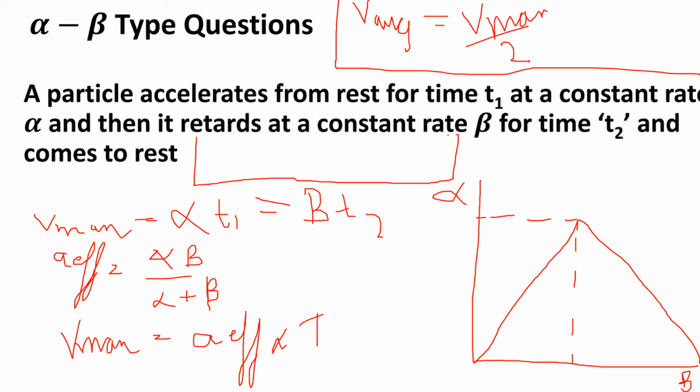Now a short formula here. Sorry for that, because I forgot to add a slide. If I had added this slide, I would have written it in that only. So the distance will be half of A effective into T square.